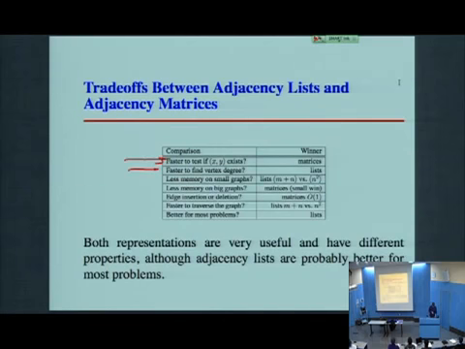Which is faster to tell how many friends Brad has? How much time in an n by n graph in an adjacency matrix does it take to tell how many friends Brad has?